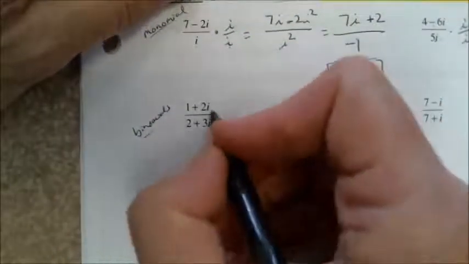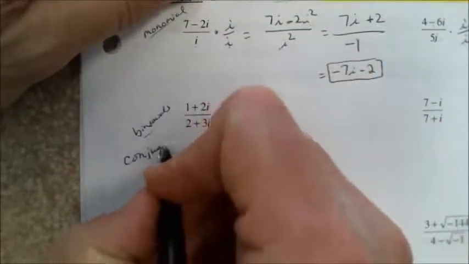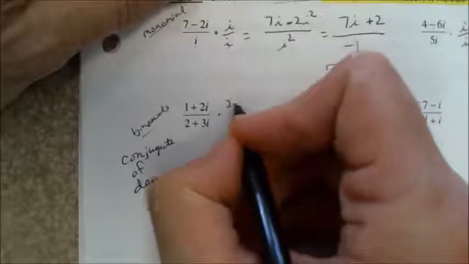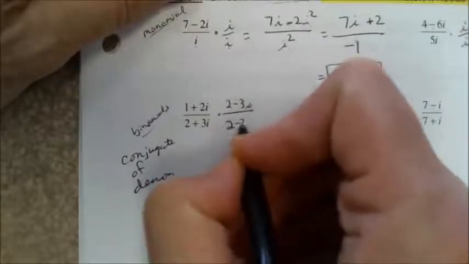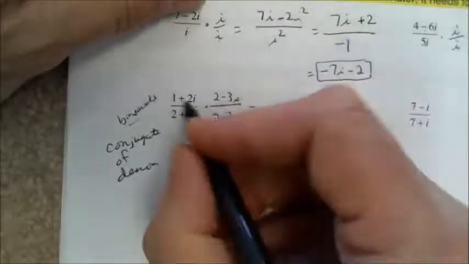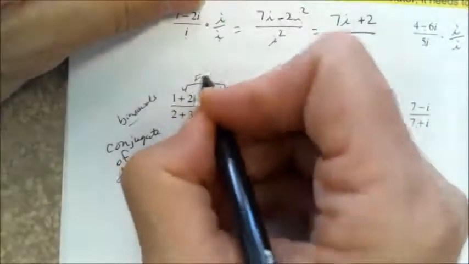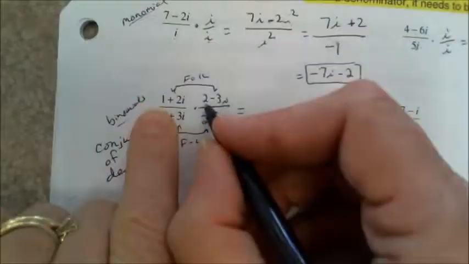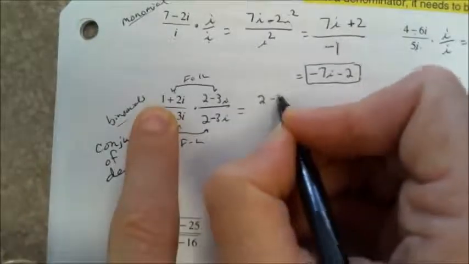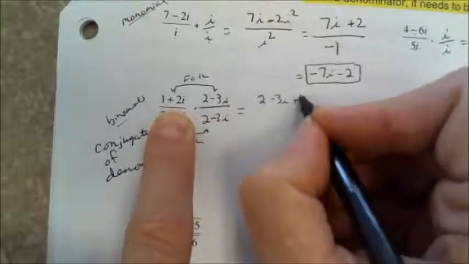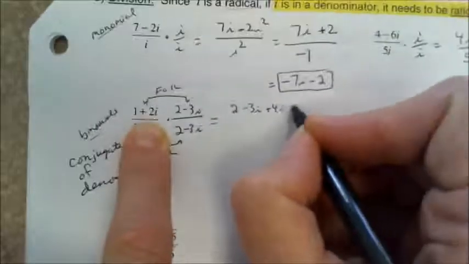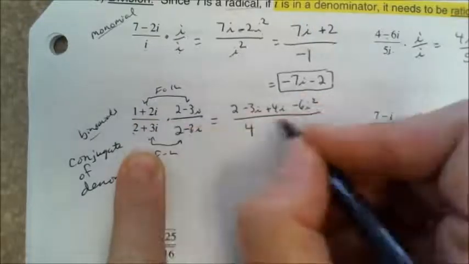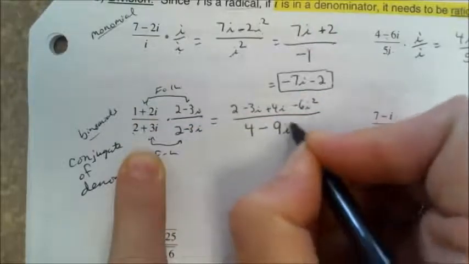Now this is a binomial, so you have to multiply by the conjugate of the denominator. So you're going to multiply by 2 minus 3i over 2 minus 3i. And when you multiply the tops, you have to FOIL. And the bottoms, you only have to do F and L. So when we FOIL this out, 1 times 2, 1 times negative 3i, 2i times 2, 2i times negative 3i is negative 6i squared. And on the bottom, 2 times 2 is 4. Negative times positive is negative. 3i times 3i is 9i squared.